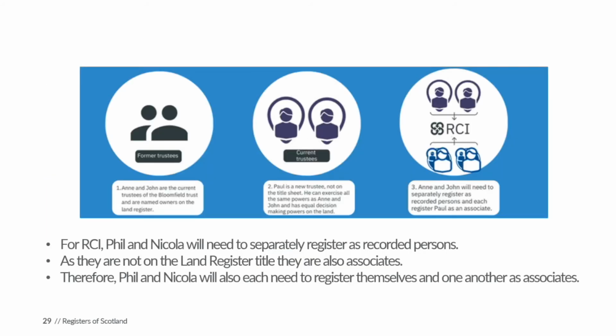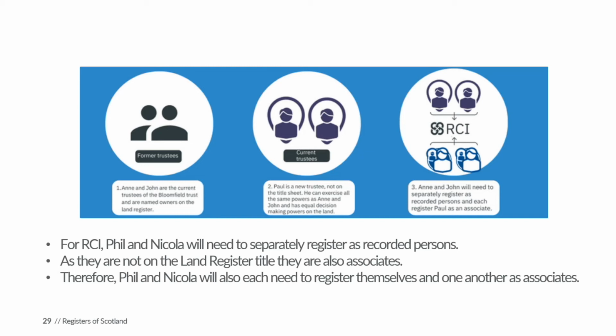The answer is yes. Under Regulation 23A of the RCI regulations, Phil and Nicola are treated as the owners here. For RCI, Phil and Nicola will need to separately register as recorded persons. Because they're not on the land register title, they're also associates. Both Phil and Nicola will each need to register themselves and one another as an associate.